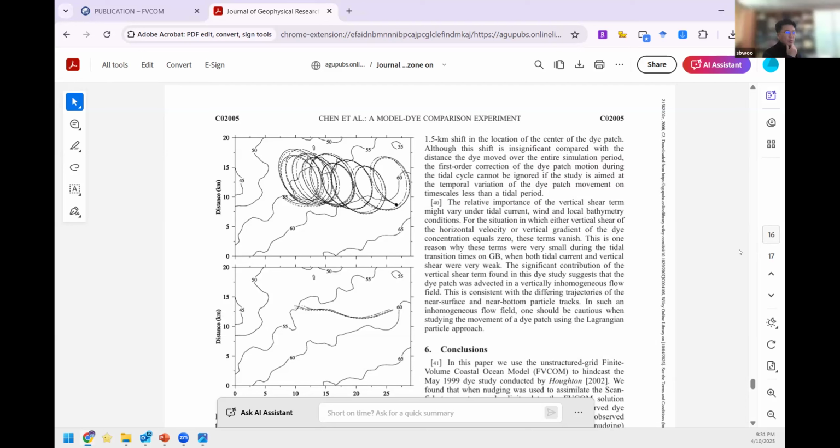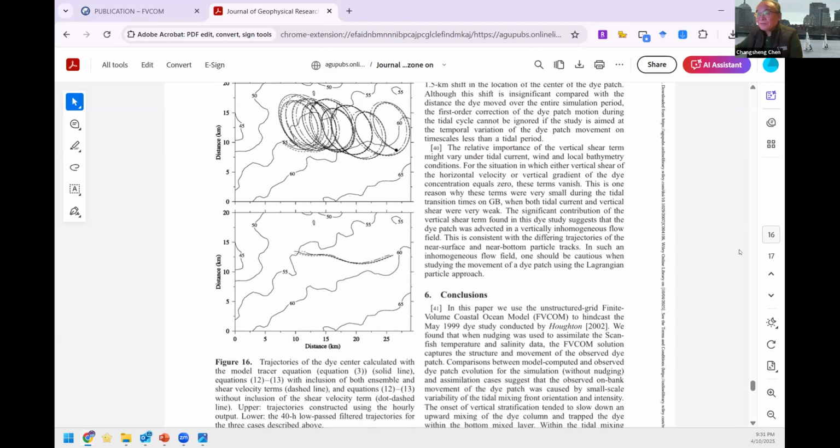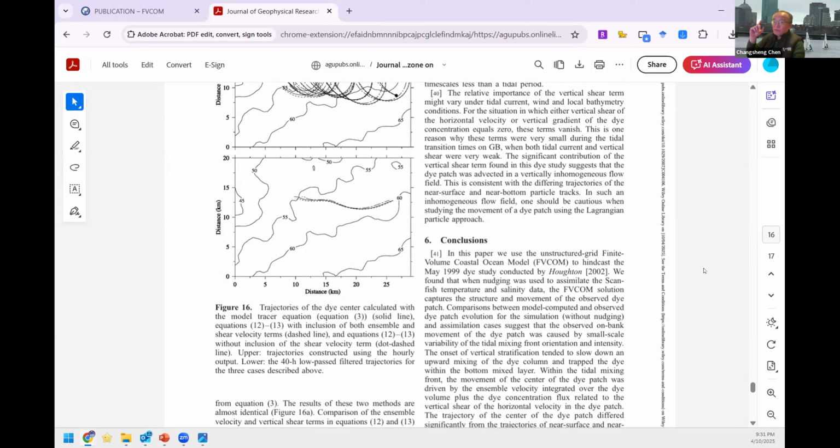Right? Shear control. Yeah, sure. The word is sure. That's why it's different from the particle tracking. So that's why when you do this, you have to be careful: particle tracking and tracers are different.